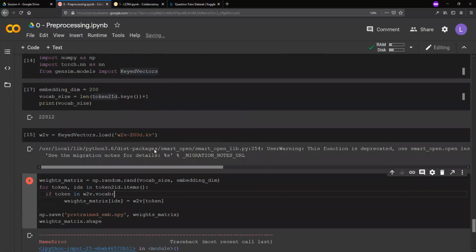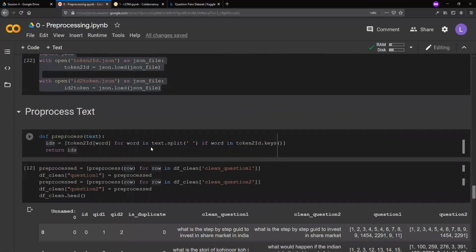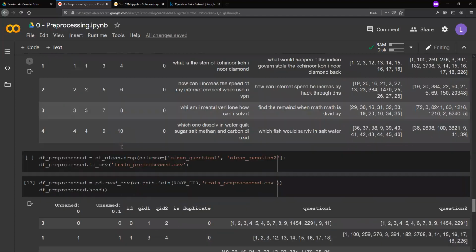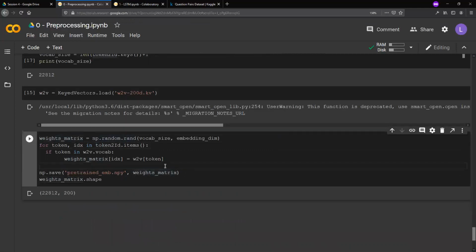Oh, I think someone identified it. Yes, you are right, it's the capitalization. Thank you, Ernest. There we go. So, a minor syntax error. What this does is generate our pre-trained NumPy matrix and save it as a NumPy matrix.